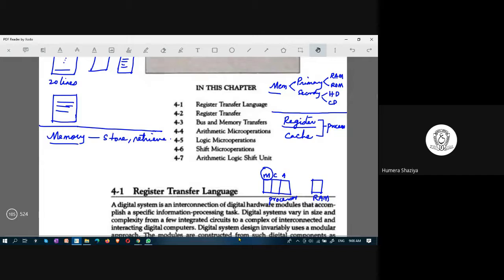And then what is cache? There are various pronunciations for this word. You can pronounce it in your own way. A cache memory is a special, high-speed memory between the processor and RAM. Here you will find cache on this side. This is cache memory.